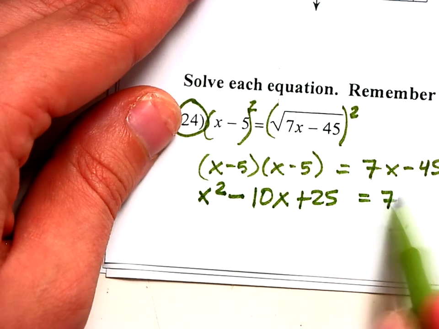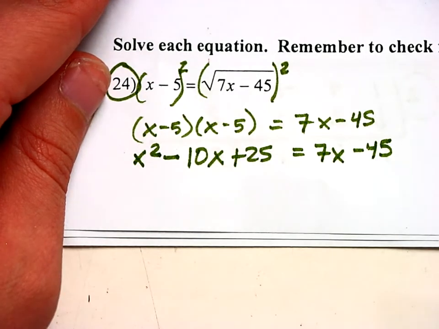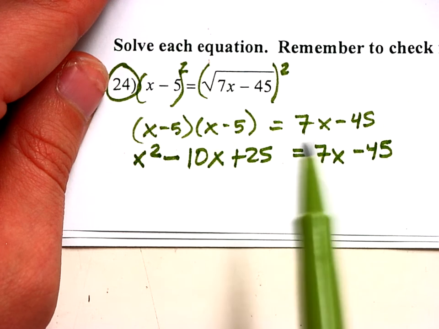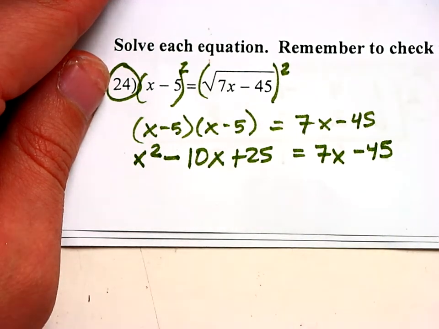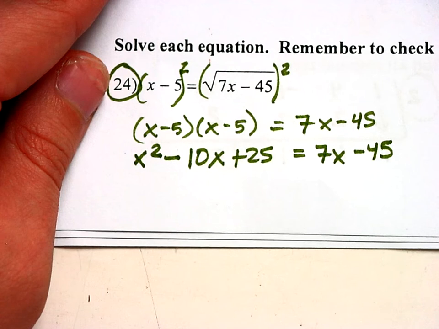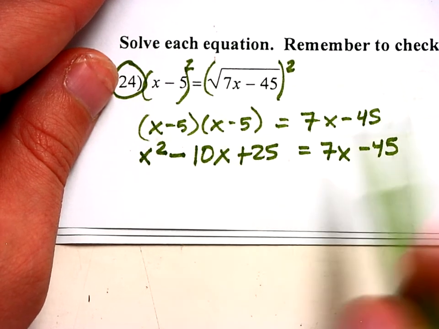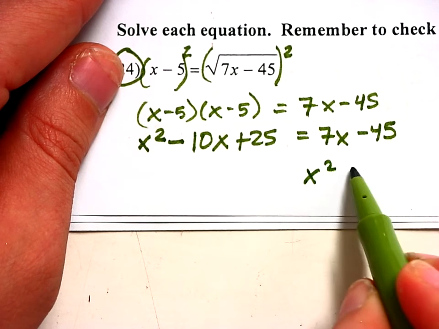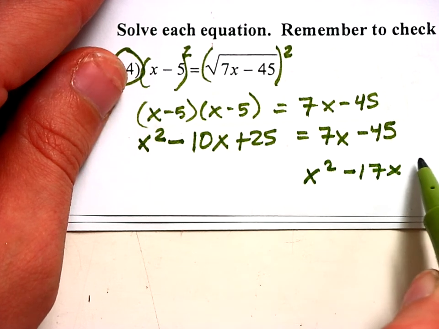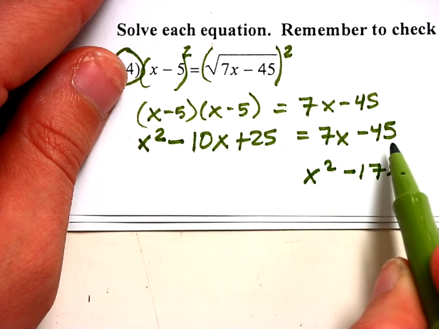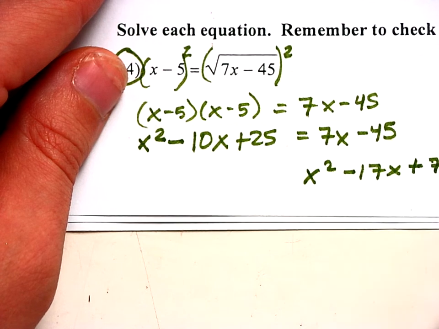And then we have our right side of our equation. Now if I want to find what x equals and I have an x squared, then I'm going to try to factor it. Factoring it will tell me what my zeros are or what my x can equal when the function equals 0. Okay, so let's get everything to one side of the equation. So I'm going to minus 7x and add 45. So I've got x squared minus 17x, and then if we add 45, that's going to be plus 70 equals 0.